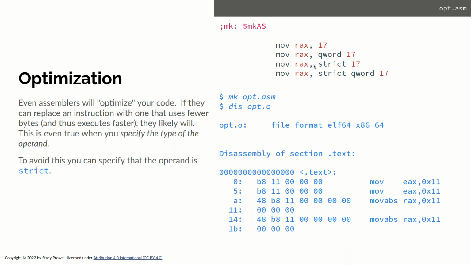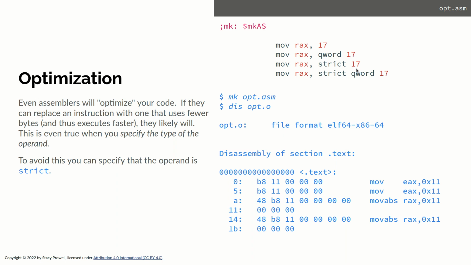The only way to overcome it is to say strict. So move RAX, strict 17, and so now we get the full, you see here, there's the low order byte, so that's 17, 0, 0, 0, 0, 0, 0, 0. So it's 8 bytes of 17 into RAX. And there's that weird move ABS that comes up sometimes. Alright, so now it's kept it. And I could say qword here if I wanted, and that would give the same result. So strict is what you would need to do that.